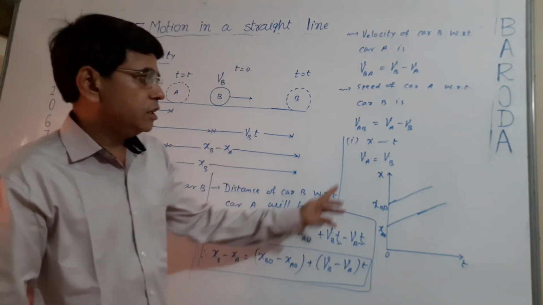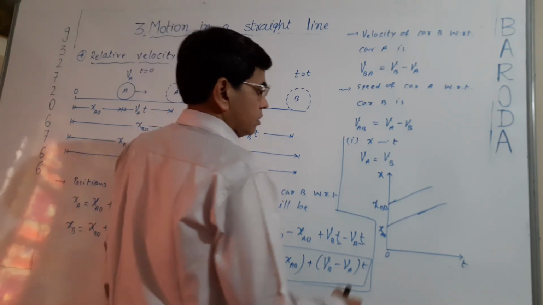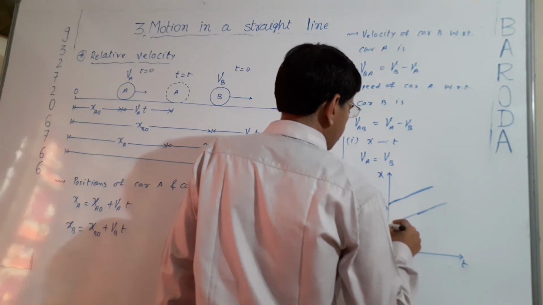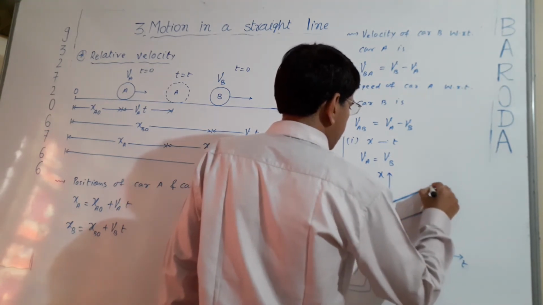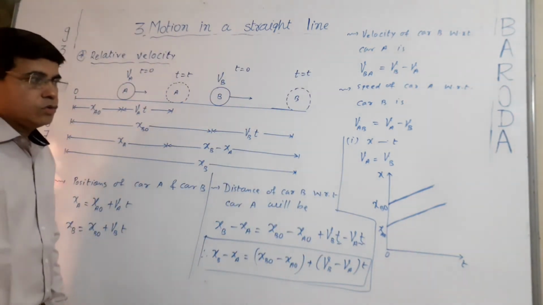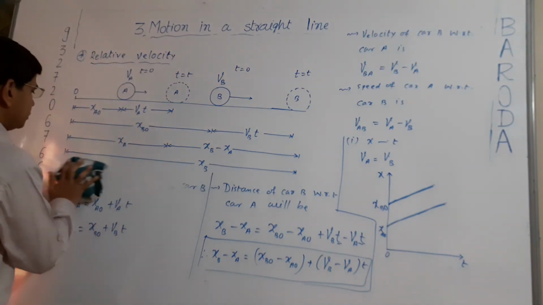Now the distance between these two cars never changes when Va equal to Vb. That means their speeds are the same. What does it mean? The slope of the graphs will be the same. That means the graphs will be parallel to each other when Va equal to Vb. What will happen when Va is greater than Vb?